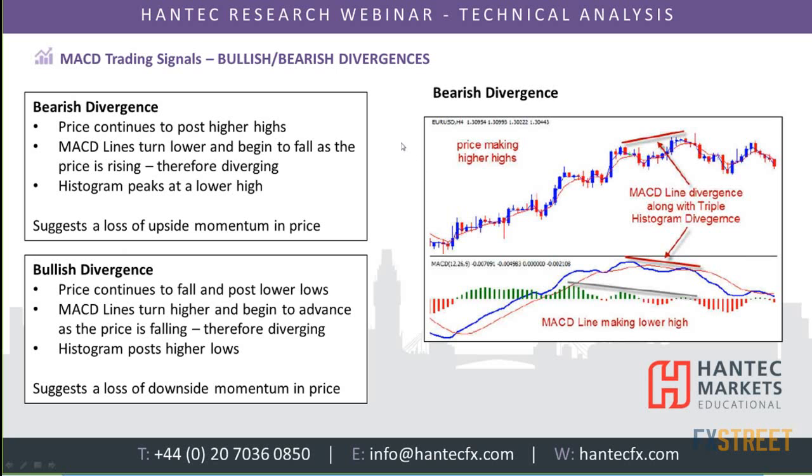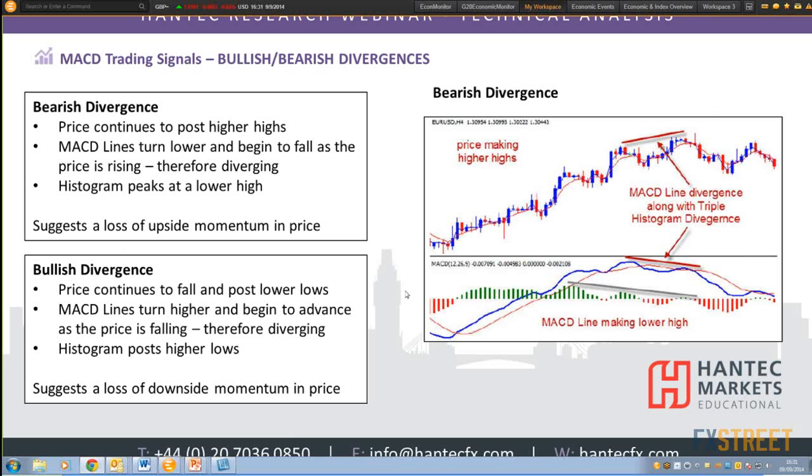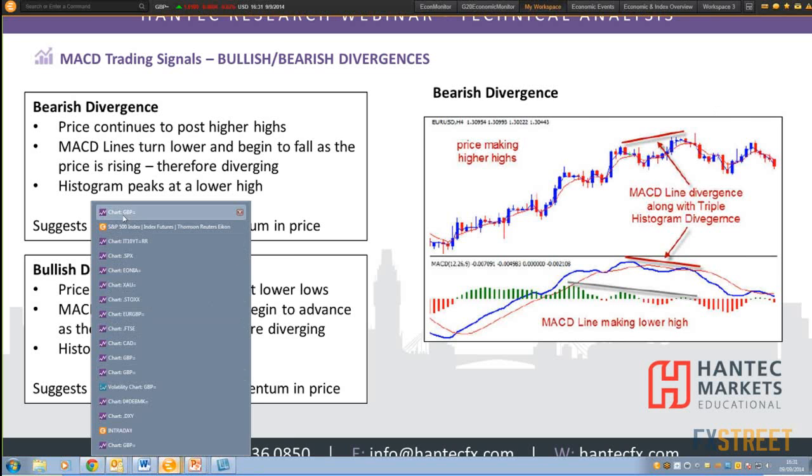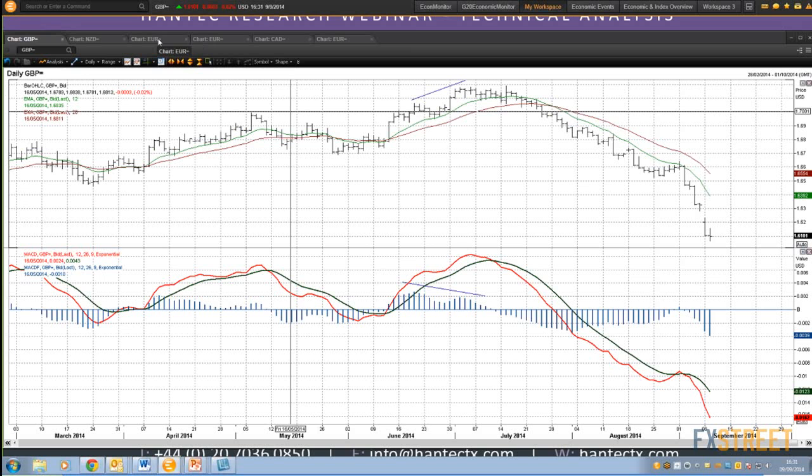So you've got your bearish divergence here, and that is basically where you've got higher highs on the price, but lower highs or lower peaks, or falling MACD lines, and that gives you the indication that there is deteriorating momentum. The opposite to that is your bullish divergence, which obviously is lower lows on the price, but the MACD lines turning higher and beginning to move upwards.